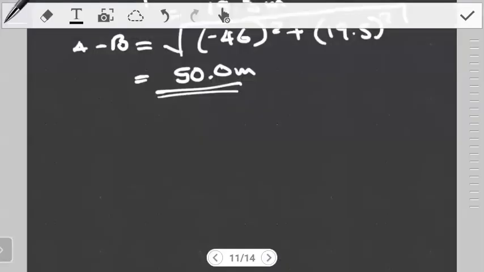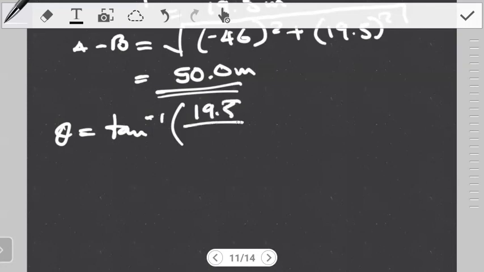The next thing after getting the magnitude of a minus b is to get the direction. For the direction, again, we're going to use tan. So this is going to be tan inverse of the y component, which is 19.5, over the x component, which is 46, and this 46 is negative. So this gives us minus 27 degrees.